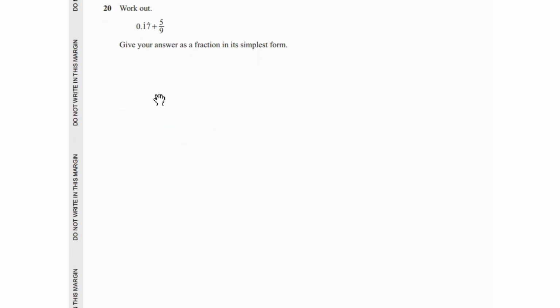Then it says work out 0.17 recurring plus 5 over 9. Give your answer as a fraction in simplest form. We already have 5 over 9 as a fraction. We have to convert 0.17 recurring into a fraction. So for that, let's assume that x equals 0.17 recurring. So 17 recurring means that 17 is being repeated like this.